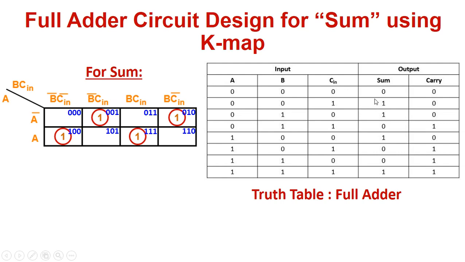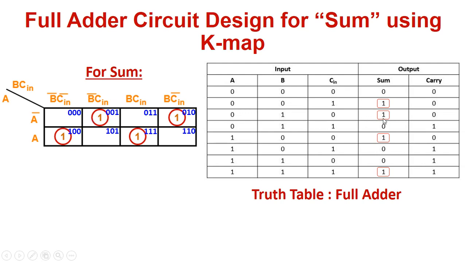Now, when you prepare a K-map and want to identify the expression for a particular output, in this case the sum, you need to identify all the 1s in the column. So all the ones are circled over here, and with respect to the corresponding row you need to see the input sequence. So here for the 001, the output sum is 1. Therefore, for the 001 you will write 1.